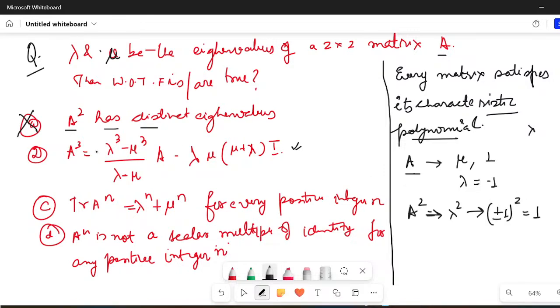So it is not necessary that if A has distinct eigenvalues, A square will also have distinct eigenvalues. It may so happen that one of the eigenvalues happens to be 1 and the other happens to be minus 1. Is that clear? So option number A you can straightaway disregard.